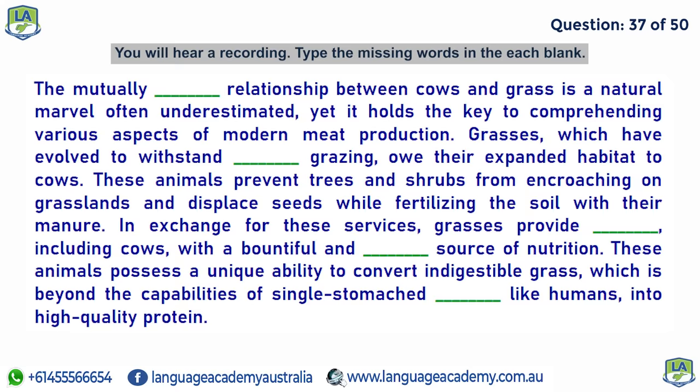In exchange for these services, grasses provide ruminants, including cows, with a bountiful and exclusive source of nutrition. These animals possess a unique ability to convert indigestible grass, which is beyond the capabilities of single-stomached creatures like humans, into high-quality protein.